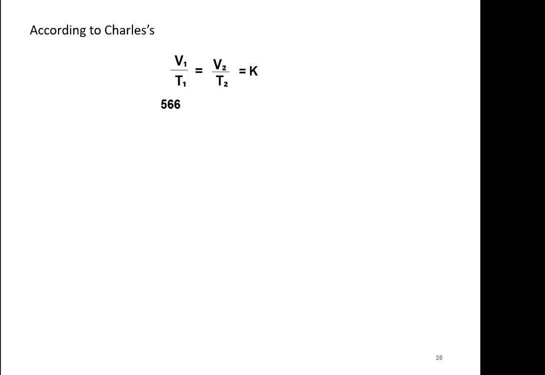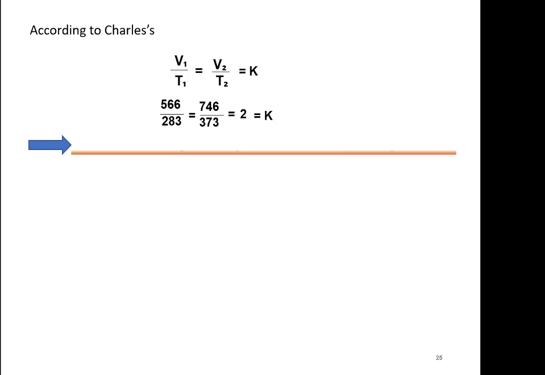When the volume was 566 cubic centimeter, the temperature was 283. And when volume was 746, the temperature was 373. They are also equal to 2, which is the constant. So, this proves that V1 over T1 is equal to V2 over T2, which is equal to the constant. Charles's law has verified. So, it proved that when we take the Kelvin scale, Charles's law is applied. Charles's law is only applied when the temperature is taken in Kelvin scale.